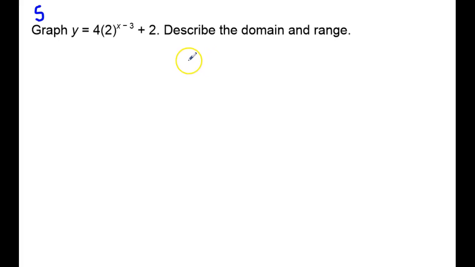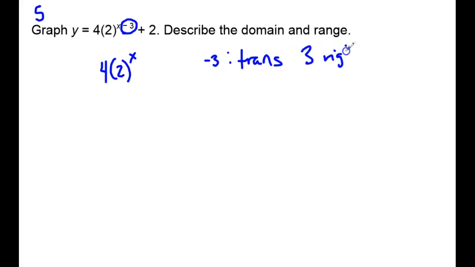This we looked at in example 3. We looked at something very similar. We looked at the graph of 4 times 2 to the x, right? And we talked about domain and range for that one. So what do I see that's happened from that? Well, I see that my exponent here has this x minus 3. So what does that do? That minus 3 translates my graph 3 units to the right. And remember that if it's with the x, it moves it left and right.